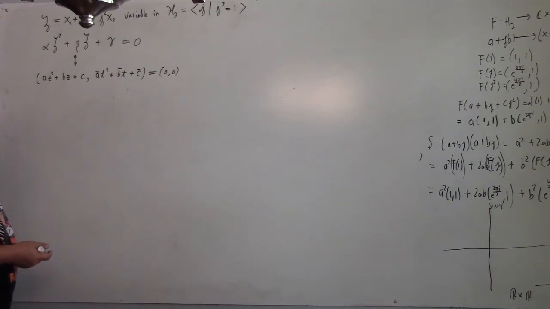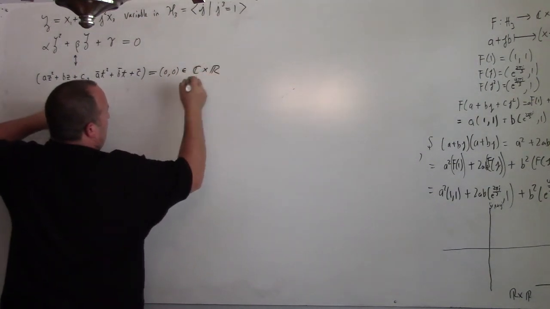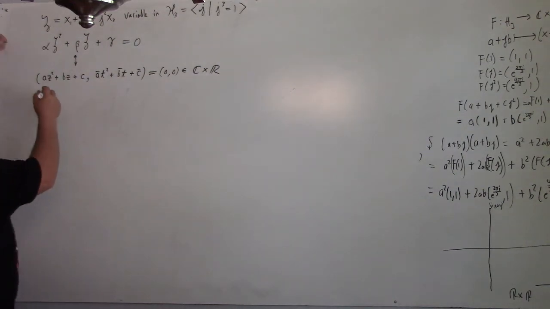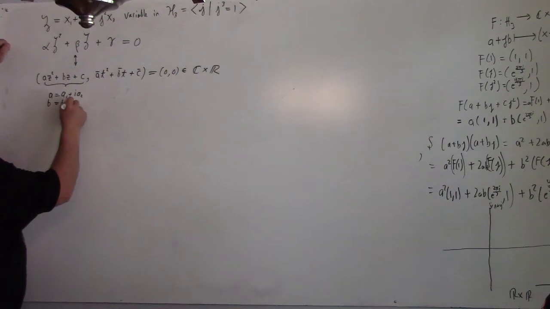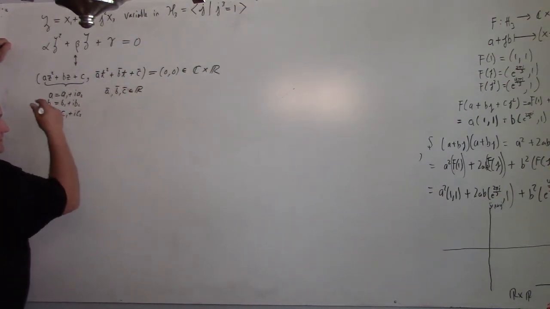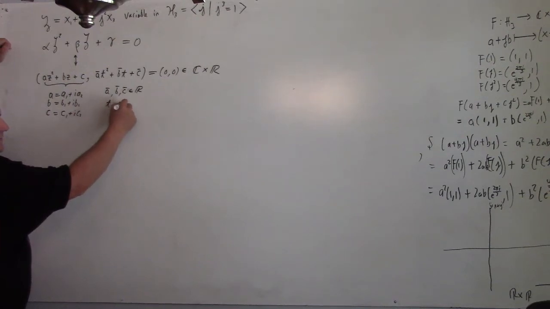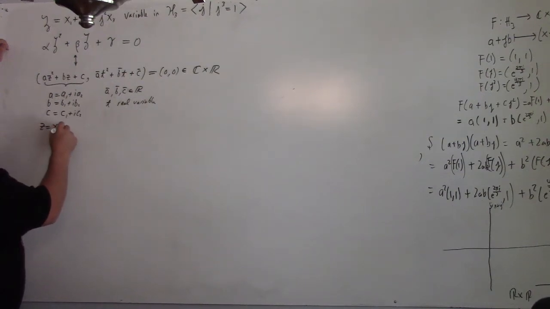So why do we need a 0, 0? Oh, okay, never mind, I'm with you now. Yeah, because you're setting it equal to both. This is C cross R, so A is equal to A1 plus iA2, B is equal to B1 plus iB2, C is equal to C1 plus iC2. Here A bar, B bar, C bar are elements of the reals, and here t is a real variable, whereas here z is x plus iy, a complex variable.